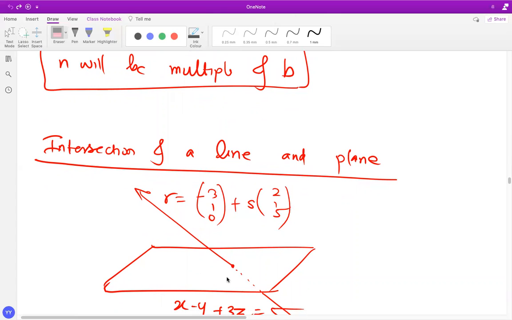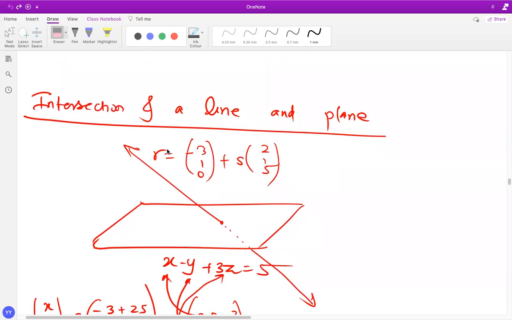In the first case, I have to find this point. They're asking you for the intersection of a line and a plane. When the line is not in the plane, obviously, because when the line is completely in the plane, there will be infinite solutions. But when it is not in the plane, you have to follow a certain strategy.